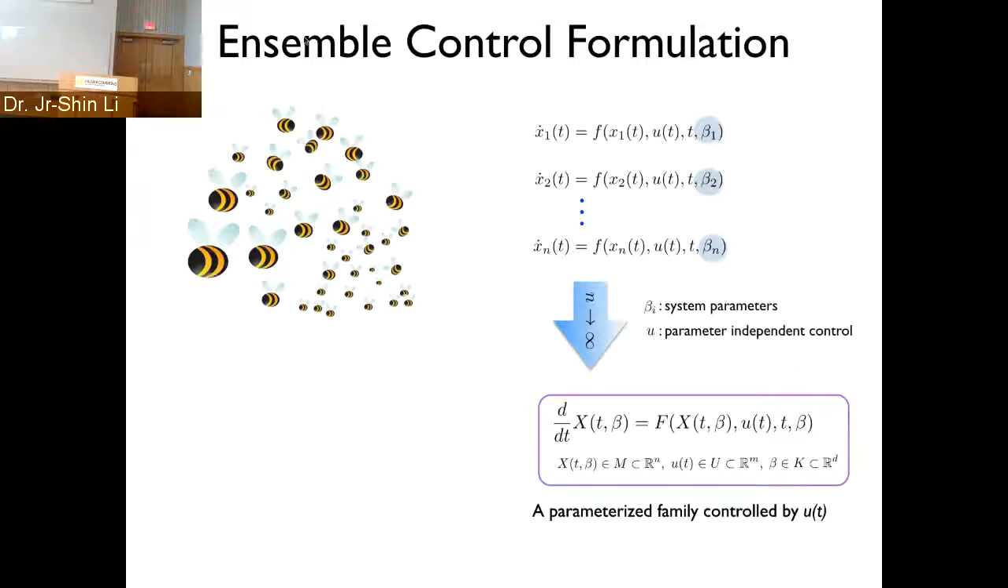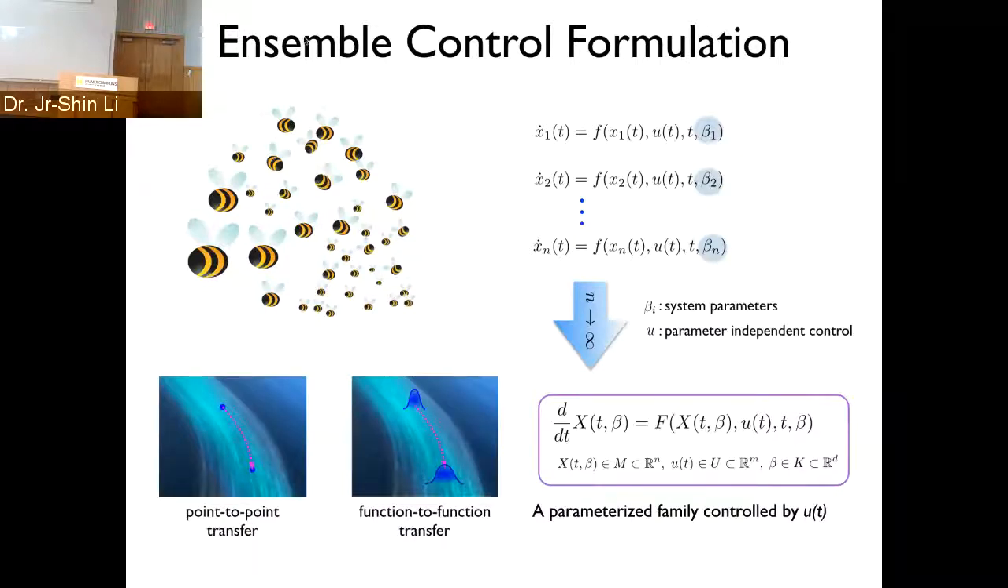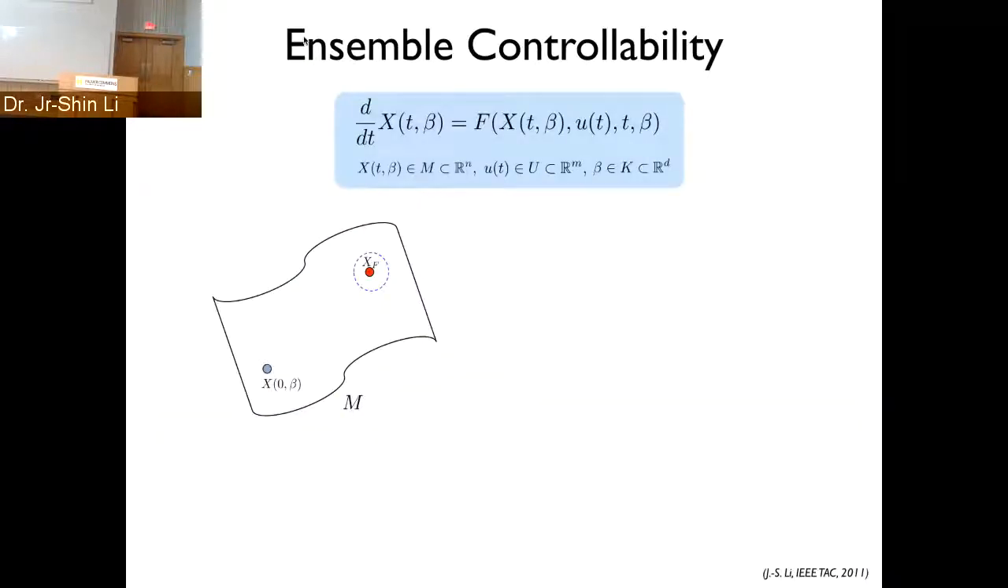This is a family of dynamical systems, or control systems, indexed by beta and controlled by the same input u. This is the formal formulation. In the classical setting, if we only consider one system, we are studying the problem of steering or controlling this system between two points in R^n. Now we are trying to steer systems between two functions. The functions are functions of beta, the population function. So this is ensemble controllability.